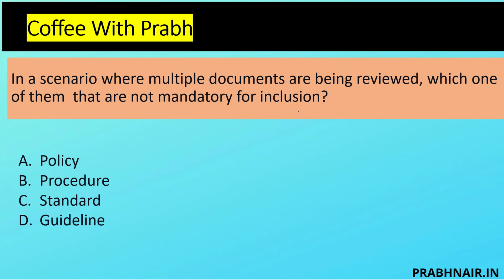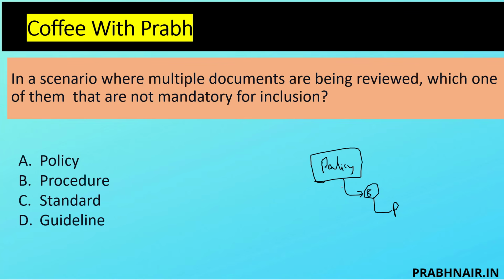In a scenario where multiple documents are being reviewed, which one of them is not mandatory for inclusion? Option A, policy. Whenever we're doing an audit, policy is very important to review. Policy is a statement which is basically approved by the management. It is the intent of the management. So first we always create a policy. Every system must be protected with a password. But how? Policy talks about what we need, but how? We need to have an 8-character password. That is a standard. Okay, fine. How to create an 8-character password? We need a procedure. So when we are creating a policy manual, standard and procedure are mandatory.